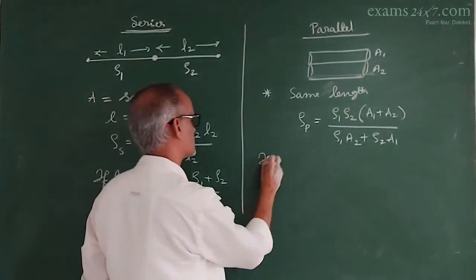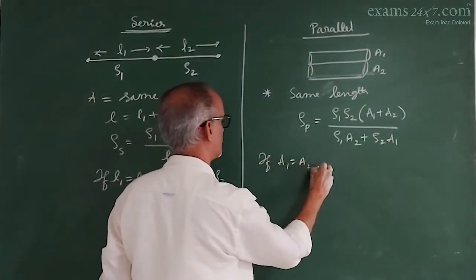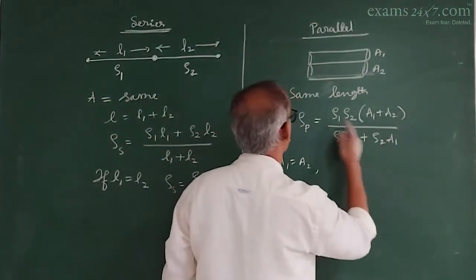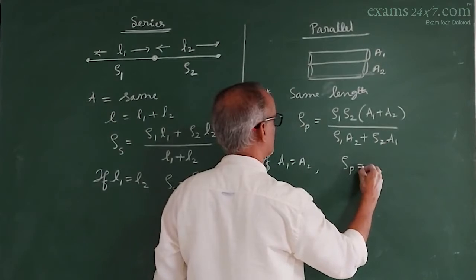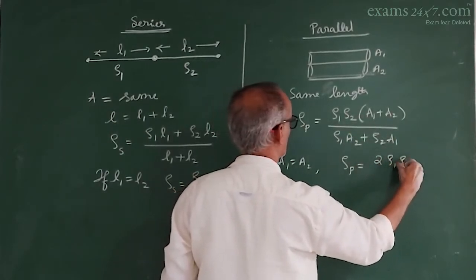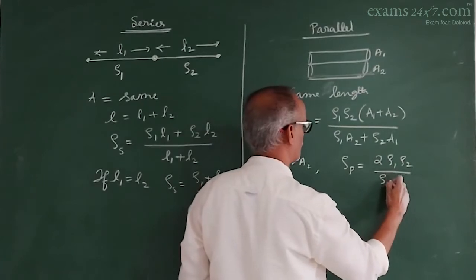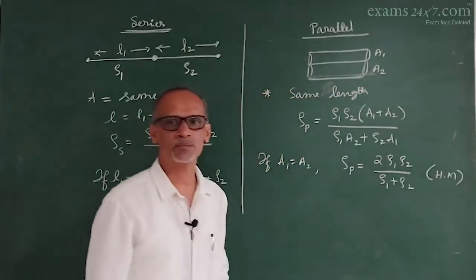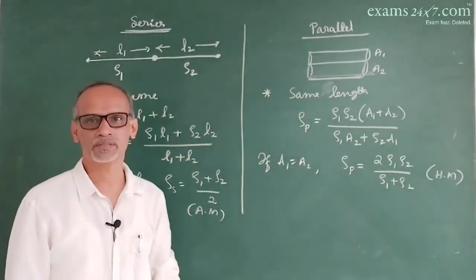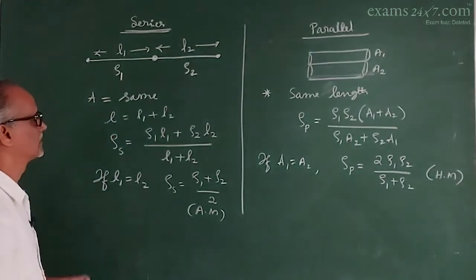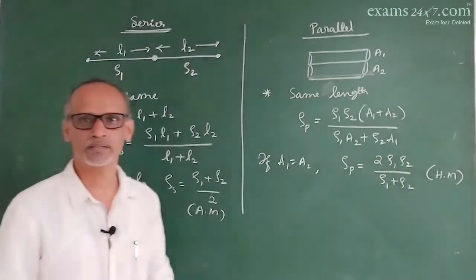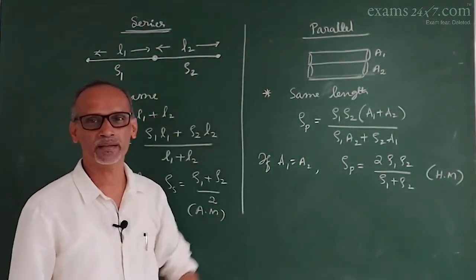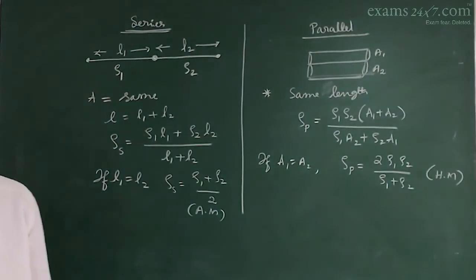And the special case, that is if both the wires are of the same area of cross section, if A1 is equal to A2 is equal to A, then when we do that here, we'll get rho P is equal to 2 rho 1 rho 2 by (rho 1 plus rho 2), and this is nothing but the harmonic mean of the two resistivities. So that is the combination of materials having different resistivity in series and in parallel combination.